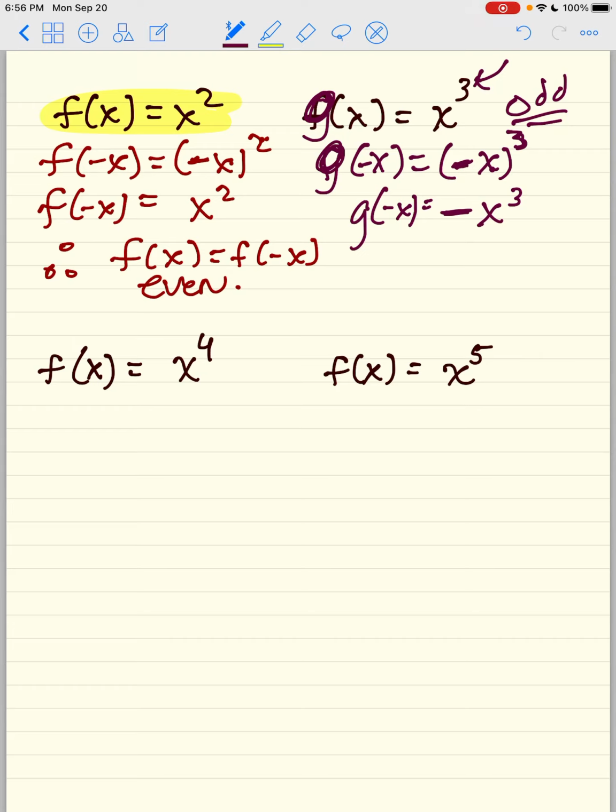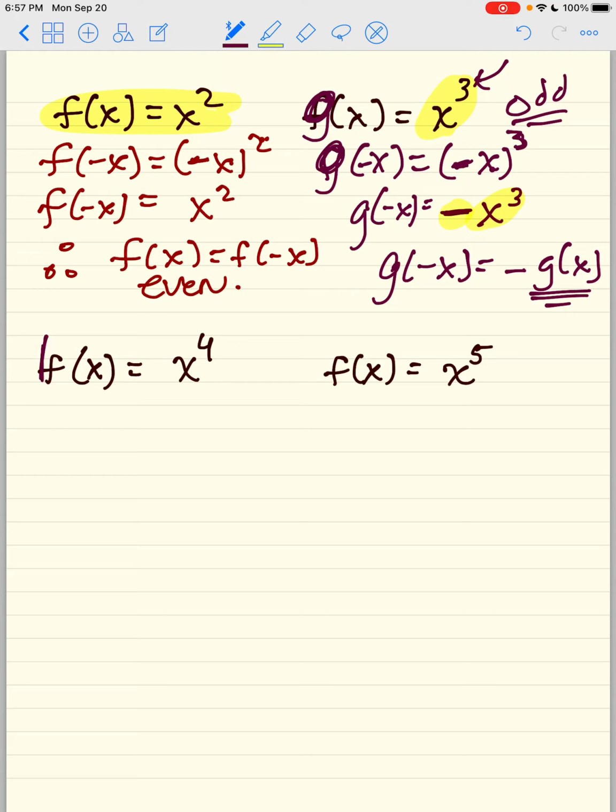So I get exactly my function with the negation, and anytime we have g of negative x equal to the negation of the function, it's odd. Okay, do you remember how to show it algebraically?